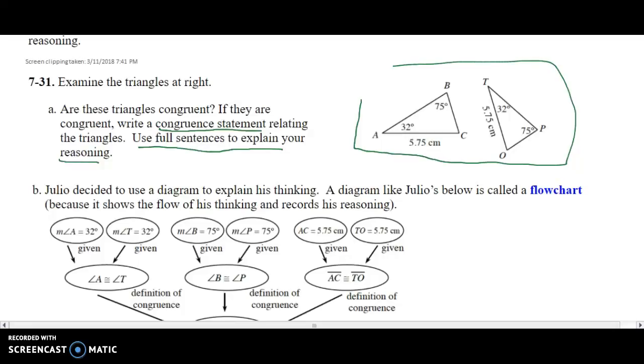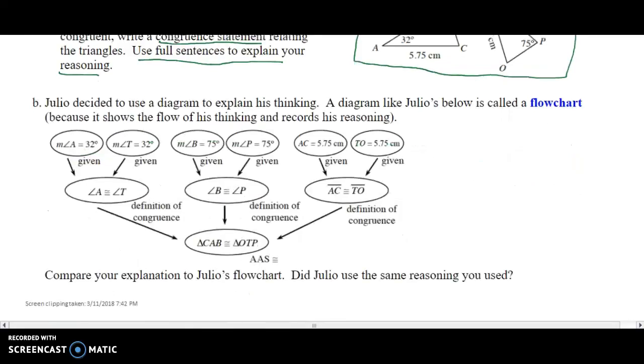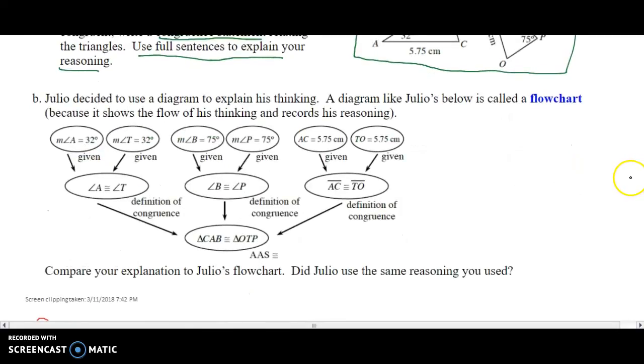Okay, you should have paused the video, and now you're on to part B. Part B gives an example of a flowchart. I highly doubt anybody in part A made a flowchart that looked like this, but I imagine you had some good information. So let's break down this flowchart and look at Julio's flowchart.